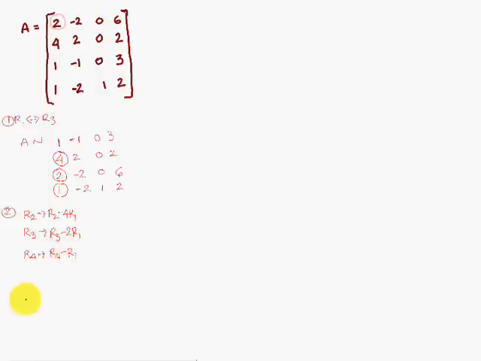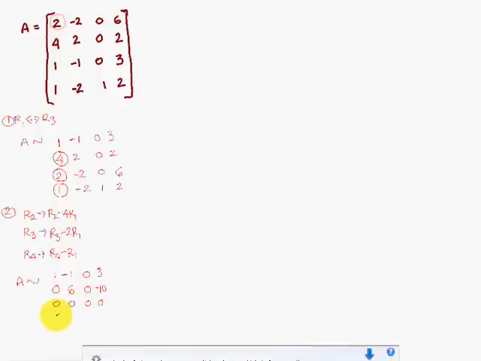Okay, so if you apply the operations, A will become 1 minus 1 0 3. The first row is as usual. Second row, R2 minus 4 times of R1. R2 is 4, 4 times R1 is 4. 4 minus 4 you are going to get 0. Similarly here 2 is there, minus of minus plus, so 4 ones are 4, 2 plus 4 you are going to get 6. So you are going to get 0 6 0 minus 10. Similarly the third row you are going to get all zeros. Similarly the last row you are going to get 0 minus 1 plus 1 and minus 1.